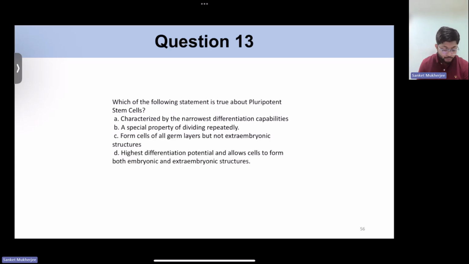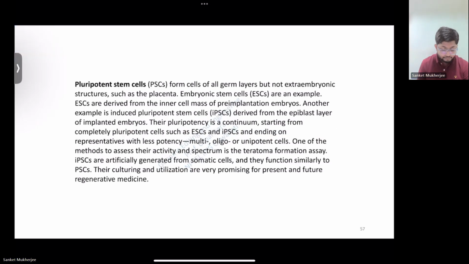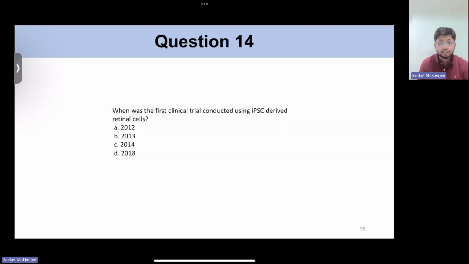So the answer to this would be it forms all germ layers but not extraembryonic structures. When we're talking about it, we mean the placenta mainly. So it cannot form the placenta. If a stem cell could form placenta, it is a totipotent cell. It's not a pluripotent cell. We have already talked about it. So that's, you can read about it.